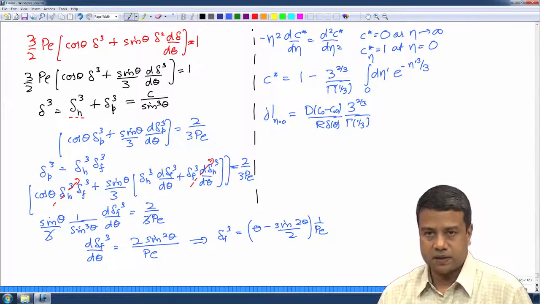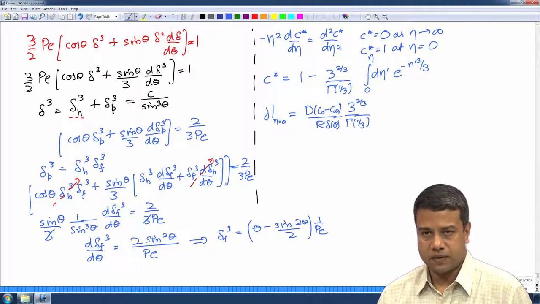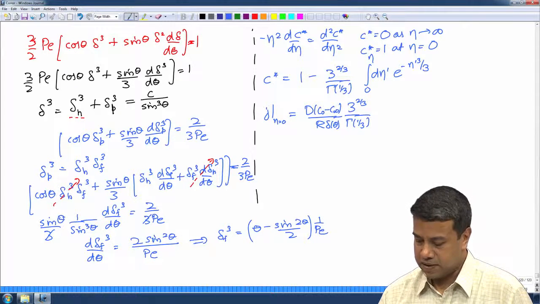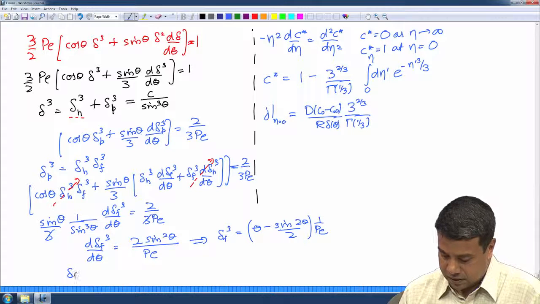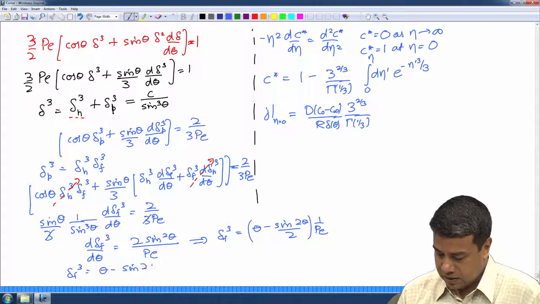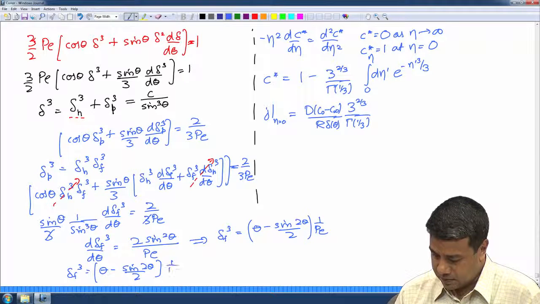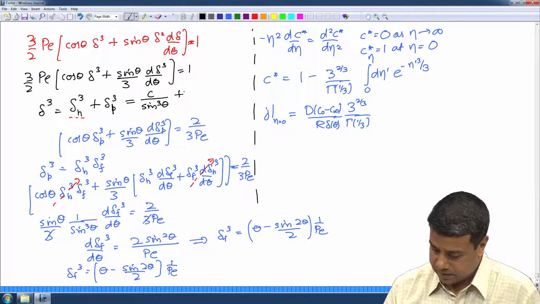I have to just integrate this, write down sin squared theta as 1 minus cos 2 theta by 2 and then integrate it. 1 minus cos 2 theta by 2 will give you theta minus sin 2 theta by 2. This is a 1 over Peclet number, which means that delta f cubed is equal to theta minus sin 2 theta by 2, times 1 over Pe. So, this becomes plus.